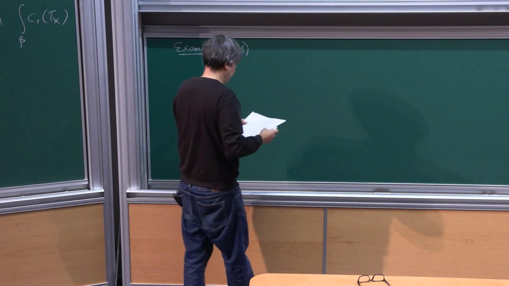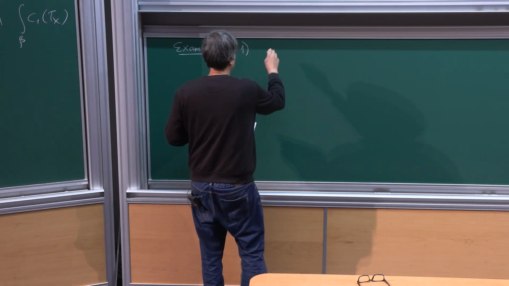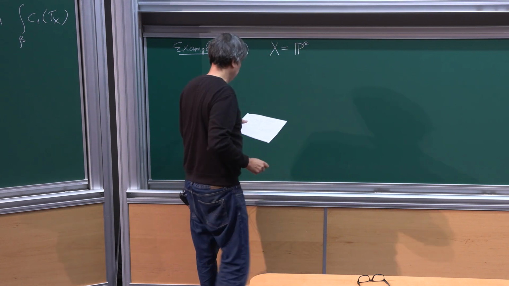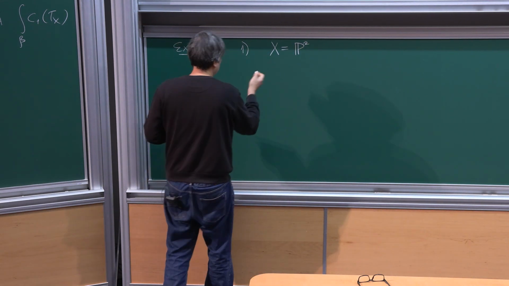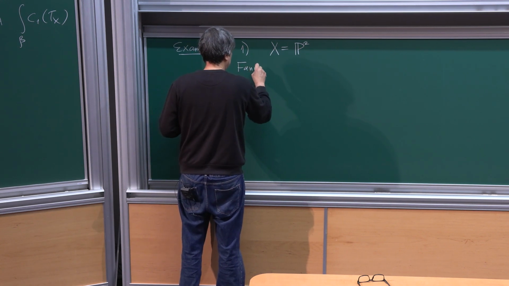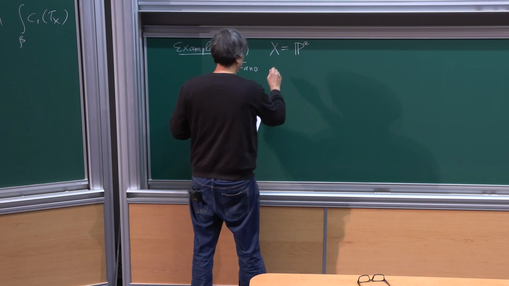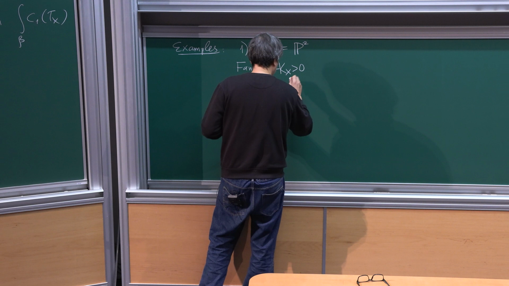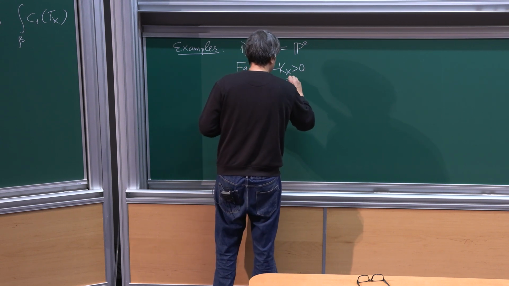So first example will be when my variety is P2. And this belongs to the class of what are called Fano varieties, when the anti-canonical class is ample. Positive means bigger than 0, it means it's ample.